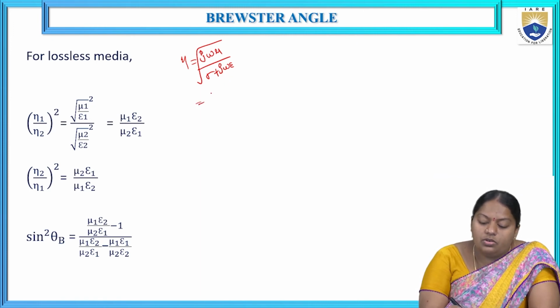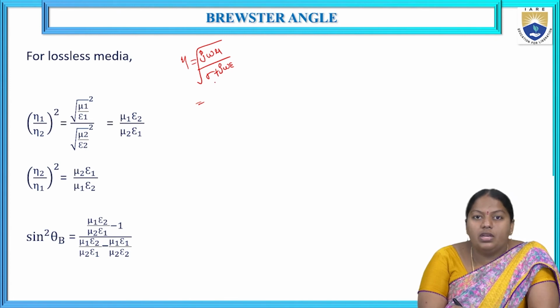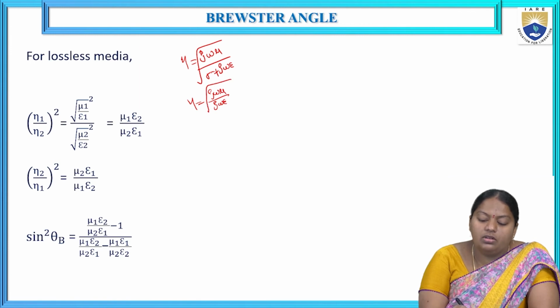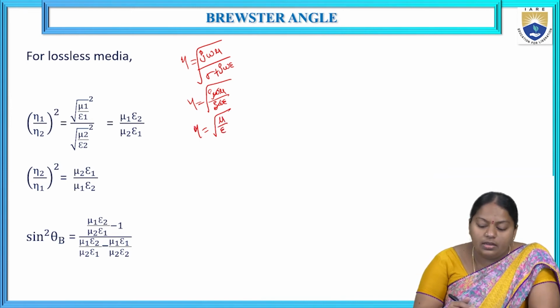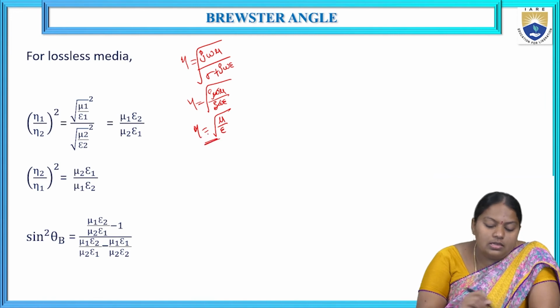Now substitute for a lossless dielectric medium, or a perfect dielectric medium, sigma equal to 0. Then eta equal to root over j omega mu by j omega epsilon. By substituting sigma by 0 here, j omega mu by j omega epsilon is left, j omega gets cancelled, and eta equal to root over mu by epsilon is obtained. Right? So now, from this, eta 1 by eta 2 whole square equal to.